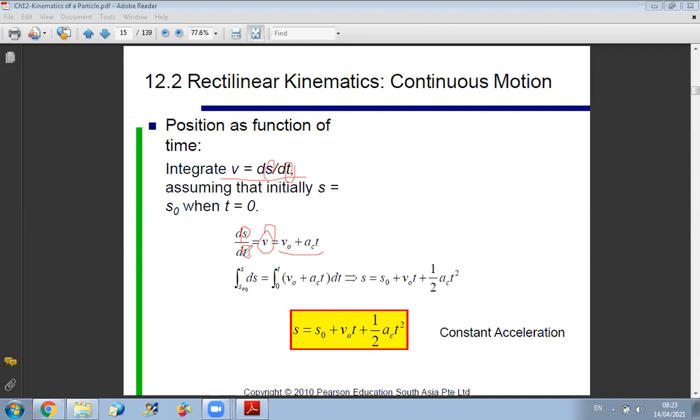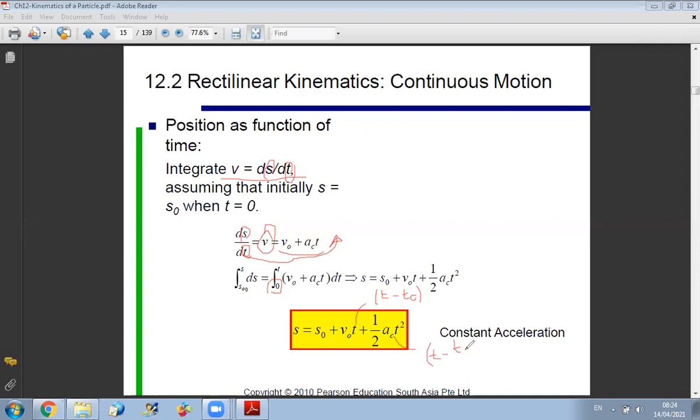Now I take dt to the other side to do separation of variables. And then I integrate both sides, for ds from s0 to s and for t from t0 to t. Here in particular they consider t0 equal to 0. In case it's not, the equation will be as follows: s equals s0 plus v0 times delta t, that is t minus t0, and plus half a delta t squared also. Instead of t we will have delta t. This is the only difference.